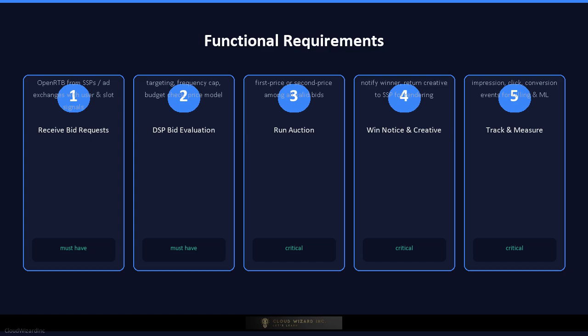Third, the ad exchange must run a first price or second price auction among all received bids and select a winner. Fourth, the winning DSP must be notified with a win notice, and the winning creative must be returned to the publisher for rendering. Fifth, the system must support impression tracking, click tracking, and conversion tracking for measurement and billing. Sixth, it must handle no-bid responses gracefully and enforce bid timeouts with extreme precision. These 6 capabilities form the core of any production RTB system.